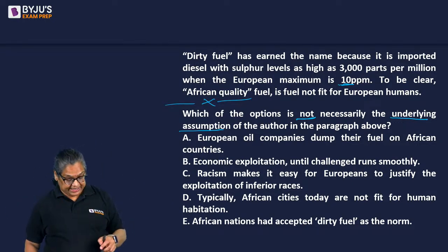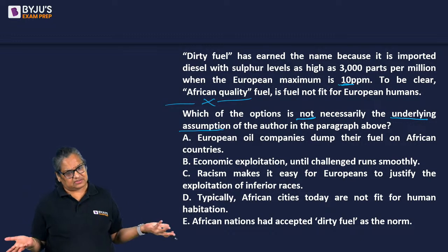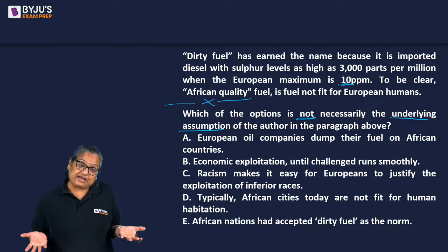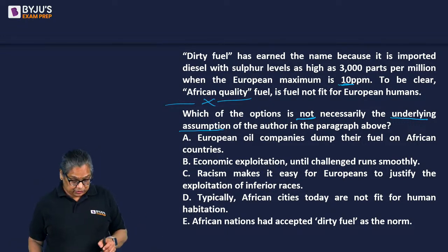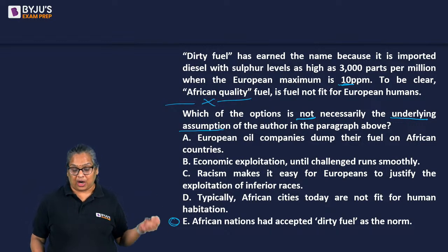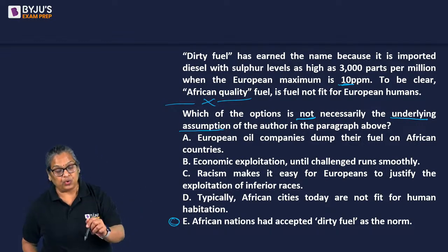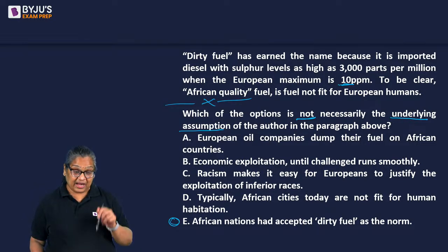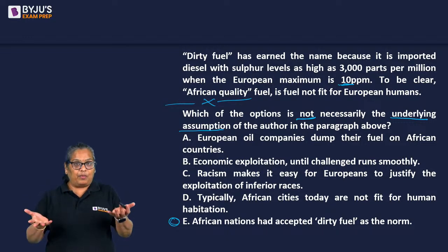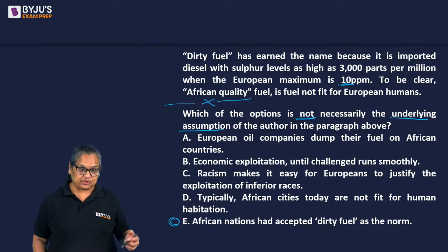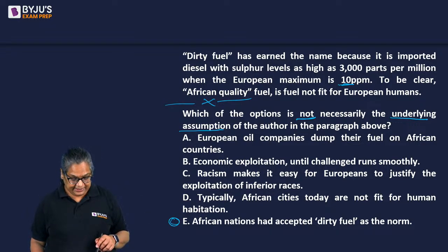So until now, they had accepted dirty fuel as the norm, meaning this is how fuel must be. Otherwise, if they had realized it was bad, they would have stopped it. They must have thought this is what we are getting. So they accepted it, only then it could happen. So this is an assumption. Why was this practice continuing for so long? How could Europe export fuel to Africa with such high sulfur? Why did Africa take it? So the assumption is the moment they're getting fuel, they are accepting it. That acceptance only has allowed the practice to continue. So this is the assumption, right?